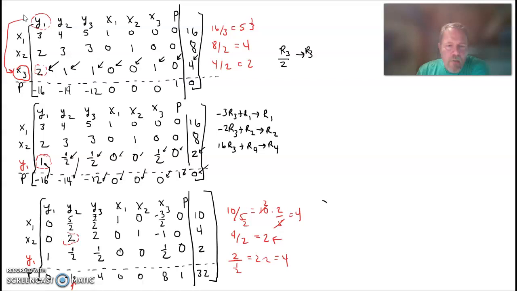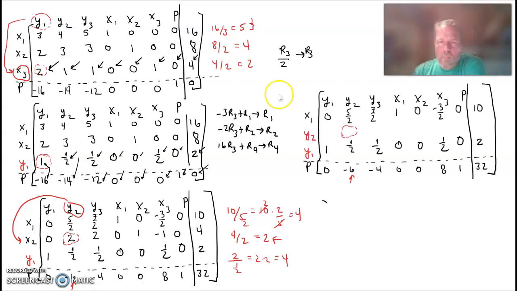2. And notice I have to turn that 2 into a 1. So I'm going to divide all of row 2 by 2. And this y sub 2 variable will replace this x sub 2 variable on the next step. So let me set that matrix up. So I'm taking everything in row 2 and dividing it by 2, and that is my new row 2.